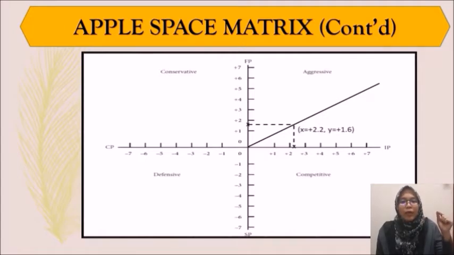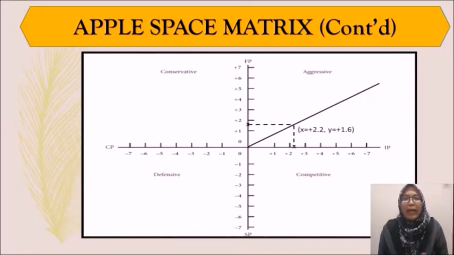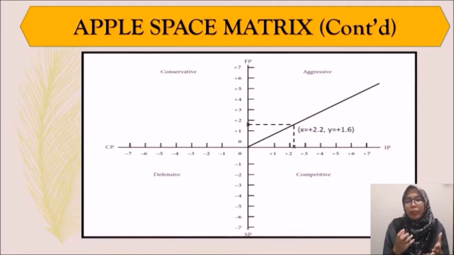This vector reveals that Apple is recommended for the aggressive strategy, which means that Apple can make product development or market penetration, whether Apple can produce new products other than iPad and iPod, or Apple can enter selling at a lower price or make improvement in the product itself. So that's all for the PACE metrics.